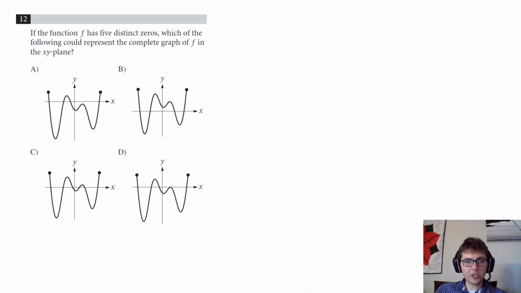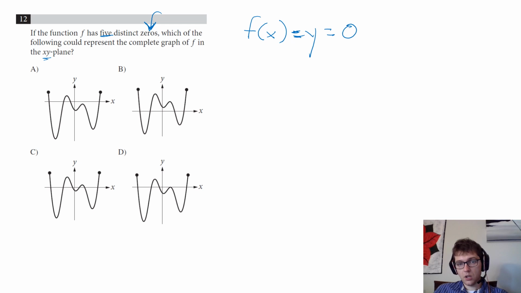Problem 12. If the function f has 5 distinct zeros, which of the following could represent the complete graph of f in the xy plane? So know that when you're graphing a function f in the xy plane, f becomes f of x, and f of x is equal to y, and they're asking for zeros, right? So zero means when does f of x equal 0, which since it's on an xy plane means when does y equal 0. So how many times does y equal 0? It equals 0 5 times.